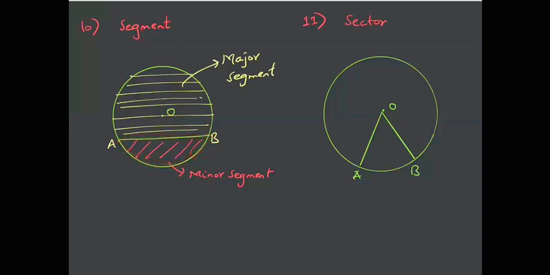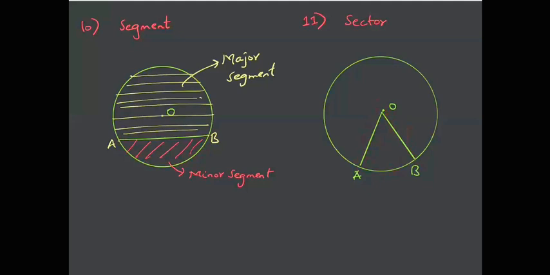Now let us see what is a sector of a circle. The part of the region which is bounded by an arc of a circle and two radii is called the sector. So this entire thing is the sector of the circle. These are the two radii and this is an arc. This is the sector of a circle.